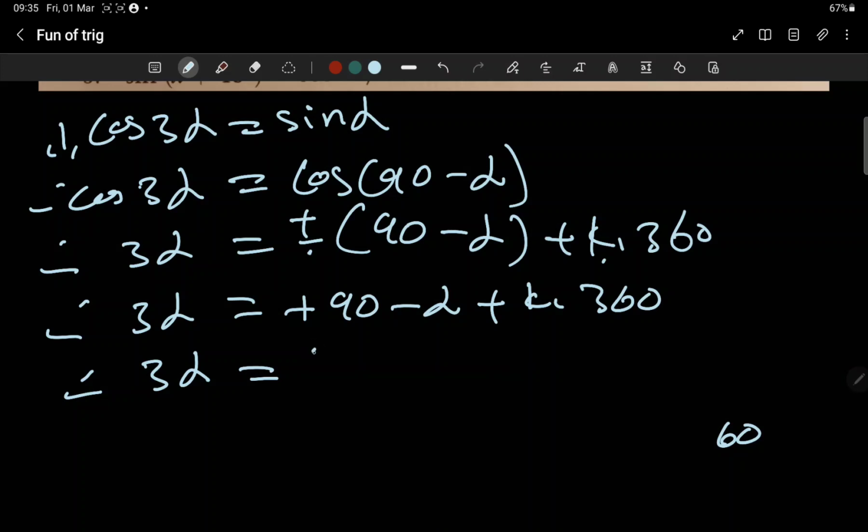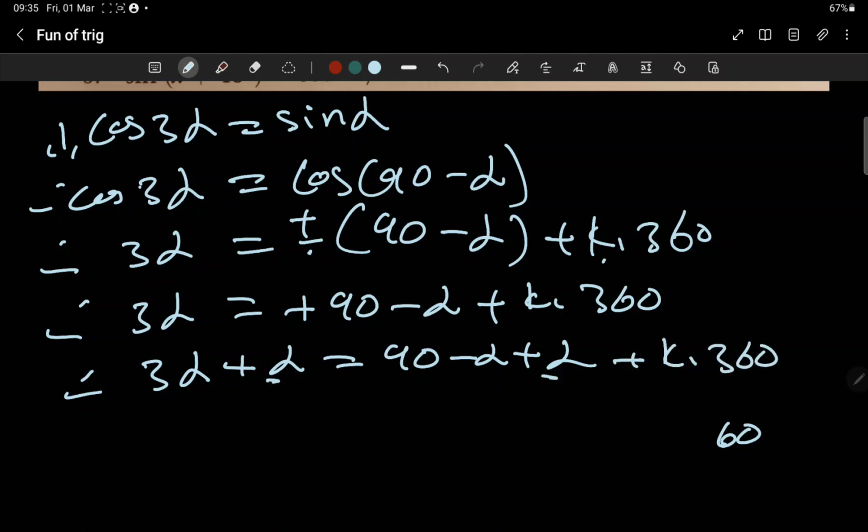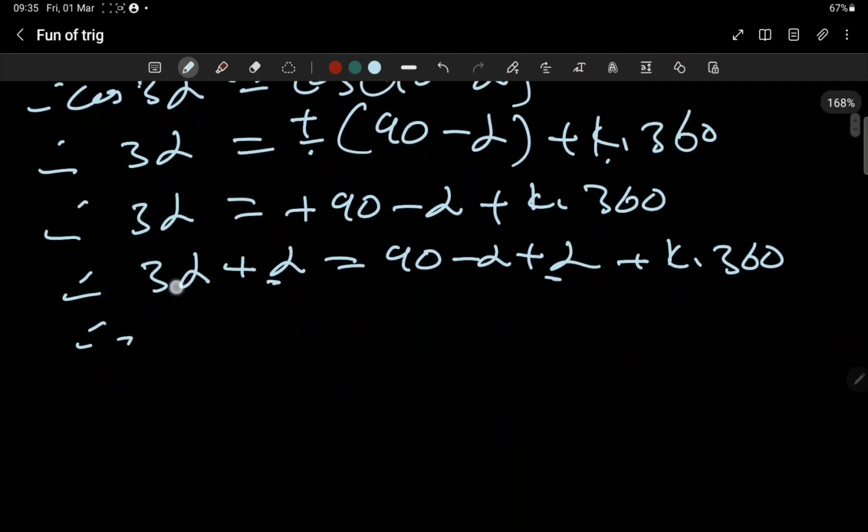Okay, we have 90 minus alpha. Negative alpha comes to the left hand side, so plus alpha equals 90 minus alpha plus alpha. You add alpha to both sides, plus k 360. Okay, therefore 3 alpha plus alpha will be 4 alpha, you get that, equals 90. This one will cancel out, minus plus.